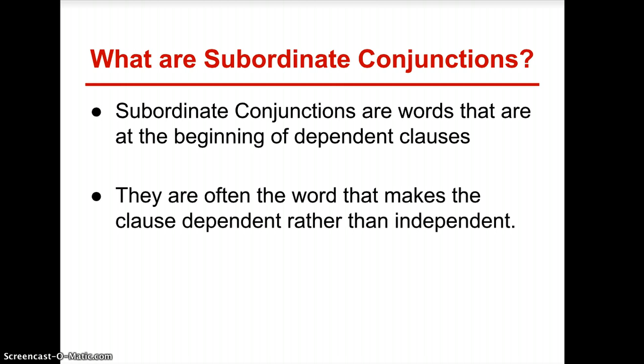So, if we had an independent clause or a complete sentence and we put one of these subordinate conjunctions at the front of it, that clause would no longer be independent. It would seem like it was missing information and it would be reliant on more than what's there for it to be a complete sentence.